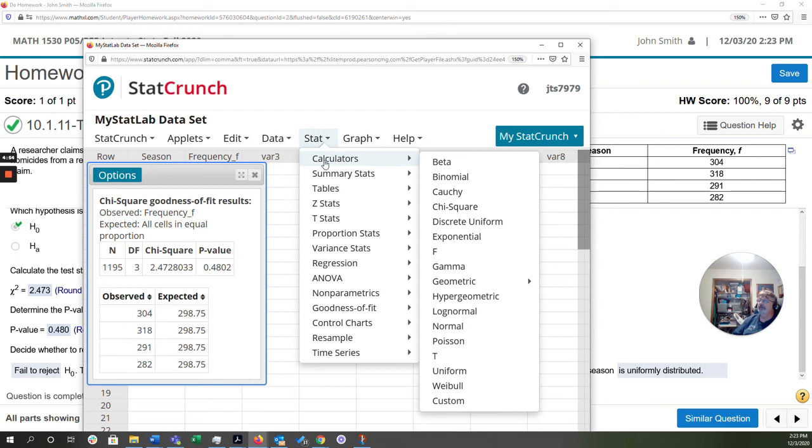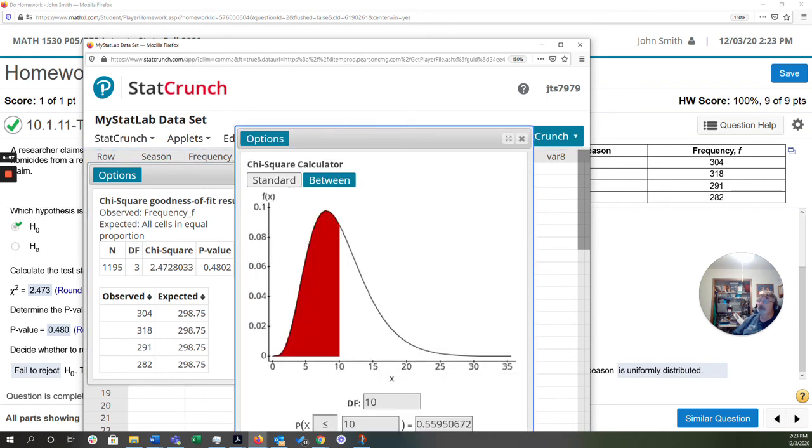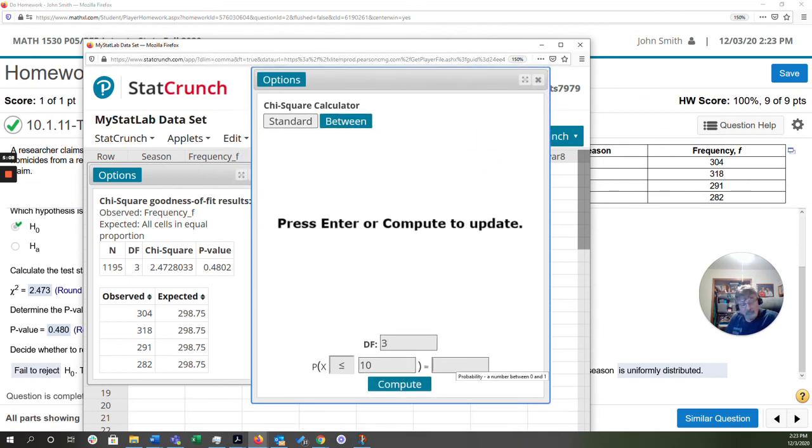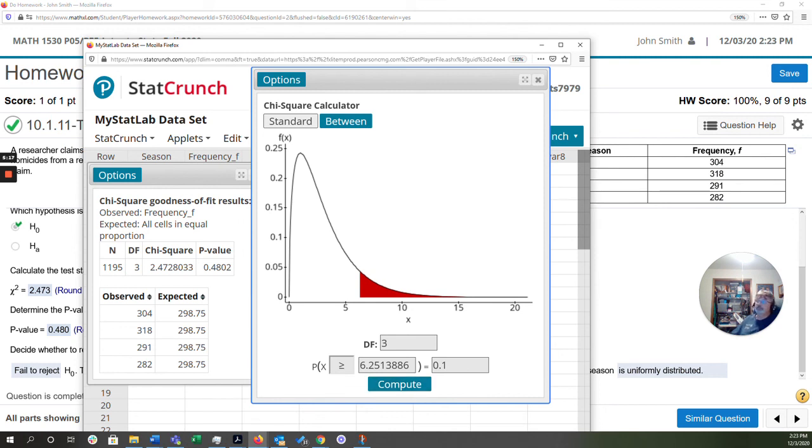Stat, calculator, chi-square. My degrees of freedom was 3. Let's go ahead and pull this up a little bit. My significance level was 0.1. I'm going to change this to the right for greater than, and when I click compute, I see I get a 6.251. The reason I wanted you to see that is even though these first three homework problems did make you find the critical chi-square, the contingency table problems, which are the next five or six, will have you do this. And remember, this is a really short section.